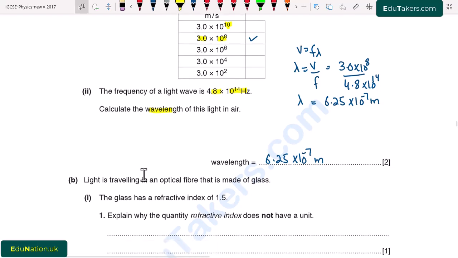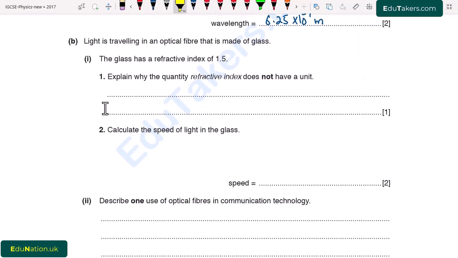Part B. Light is traveling in an optical fiber that is made of glass. Part 1. The glass has a refractive index of 1.5. First part, explain why the quantity refractive index does not have a unit. We can see that the value of refractive index of the glass is given and it does not have any unit. We have to explain why the refractive index does not have a unit.